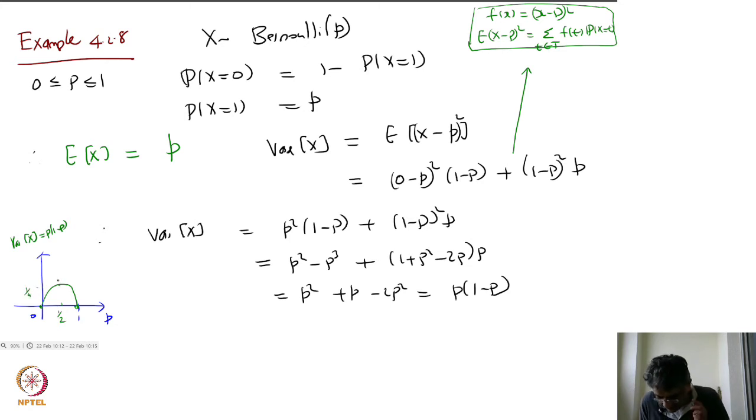So that's how the variance of a Bernoulli shifts with p. At the boundary, the random variable is constant. That's why the variance is 0. And in between, the variance is maximum at around a quarter.